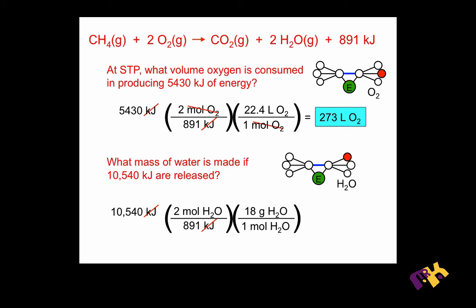All right, so hopefully your setup is very similar to what we have up here. You're going to start with the energy given. You need to convert from the energy into moles of water. And we know that relationship is 891 kilojoules for every 2 moles of water that are produced. And then we need to go from moles of water into grams of it. So we're going to multiply by water's molar mass, 18 grams per mole. What do you come up with?